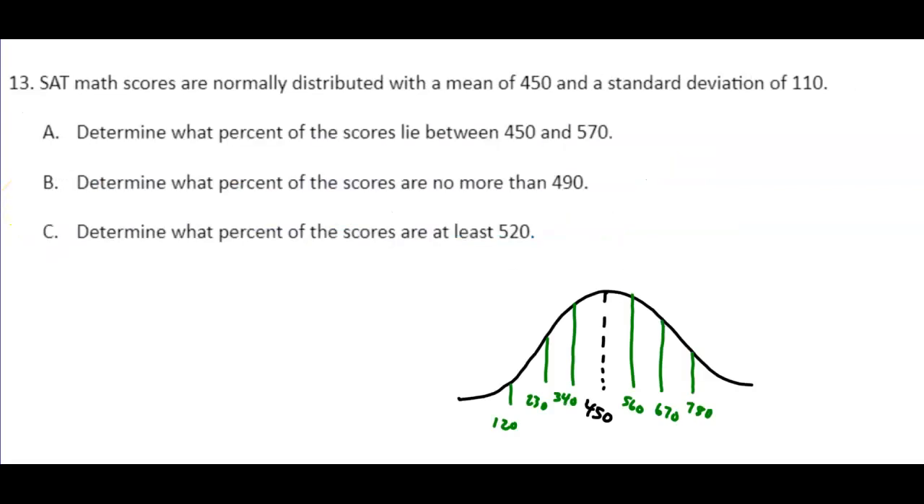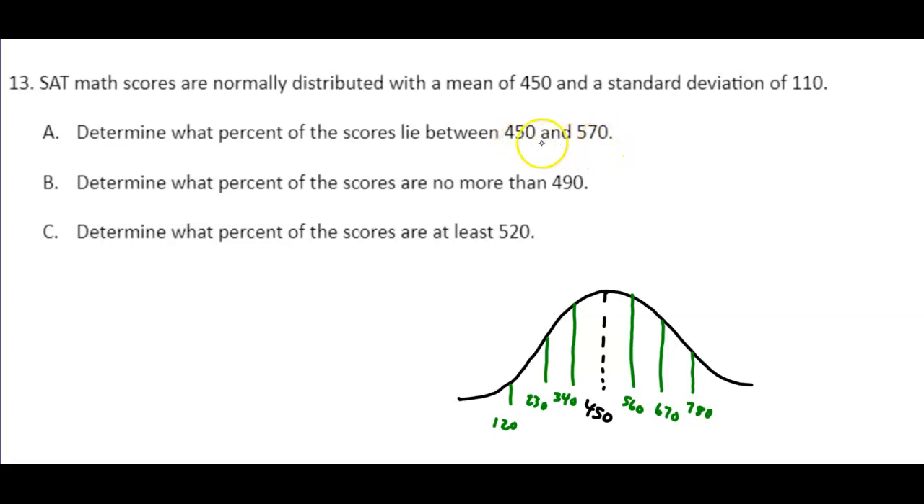Moving on to normal distribution questions. SAT math scores are normally distributed with a mean of 450 and a standard deviation of 110. We want to determine three different things here. First of all, what percent of the scores lie between 450 and 570?